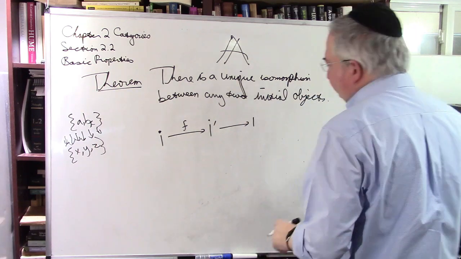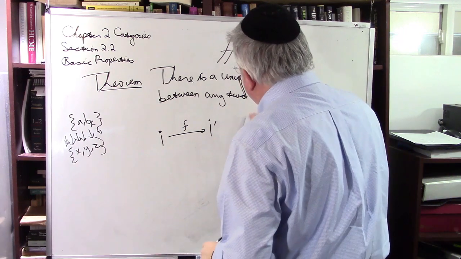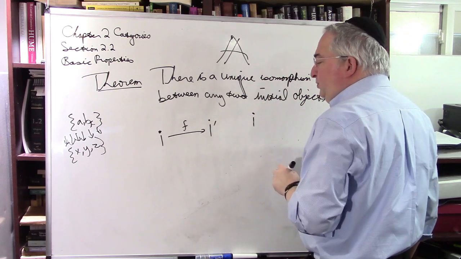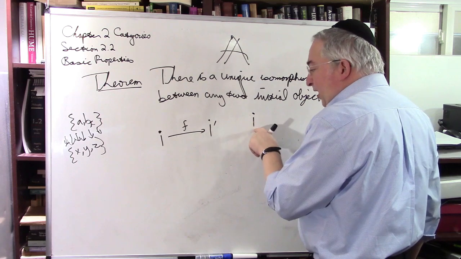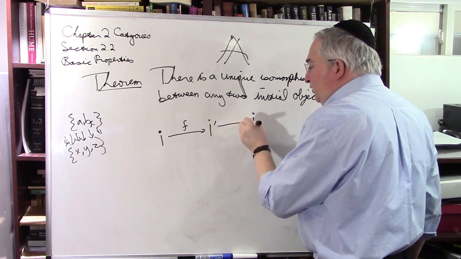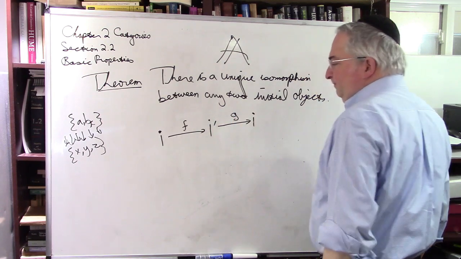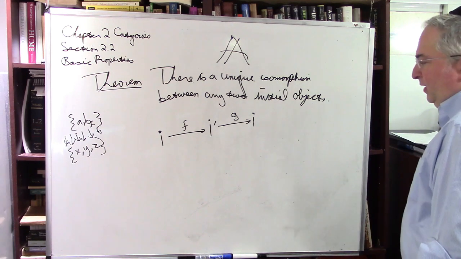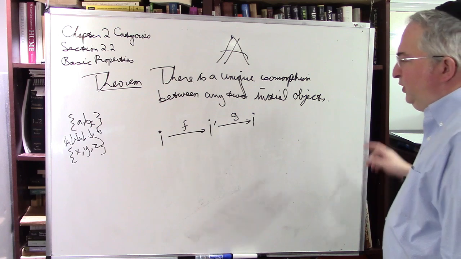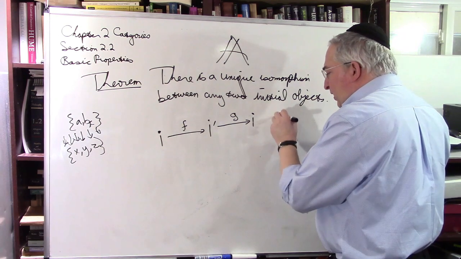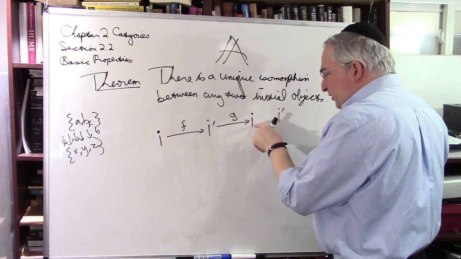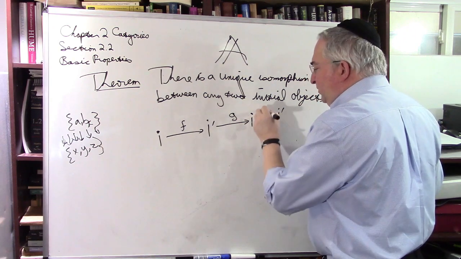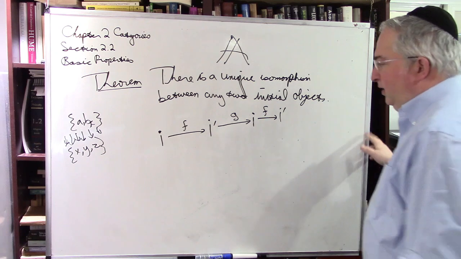Now let's look at I prime. I prime is also an initial object, which means that if there's another object, there's a unique morphism there. I want to just do that one more time. If there's another object, I, then there's a unique morphism, and I told you what the unique morphism is over here. So we have F. Okay, great.